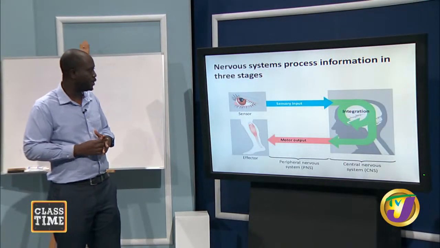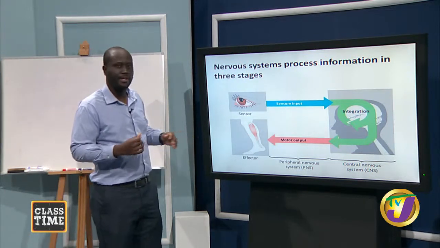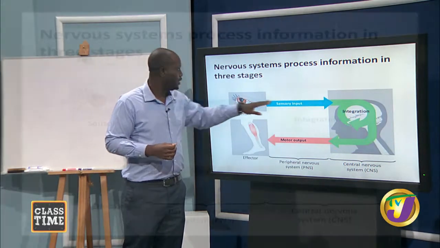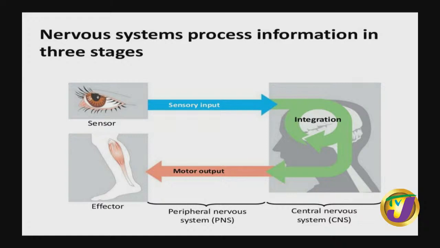How the nervous system works is that you have a sensory input, all right? So you have a sensory neuron. We have a receptor that picks up the stimulus, sends it along a sensory neuron to the central nervous system, where it is processed. The information is sent back by another neuron to the effector. And the effector is anything that brings about the response. It can be a muscle or a gland.